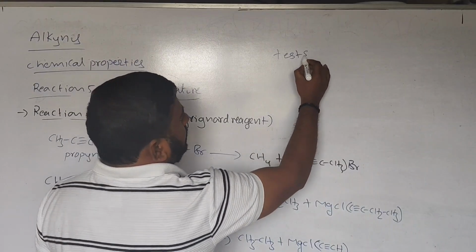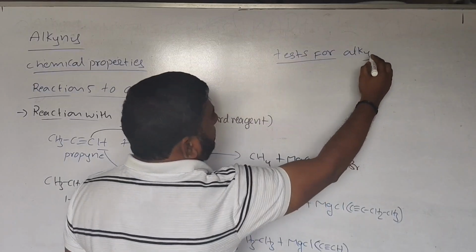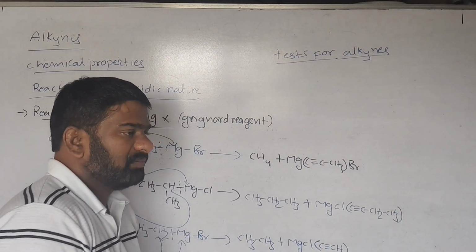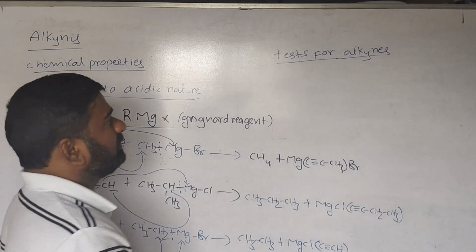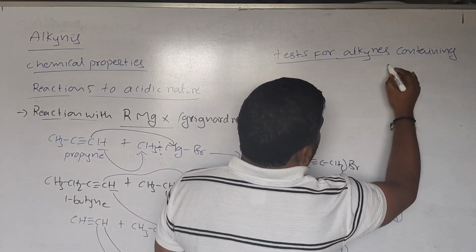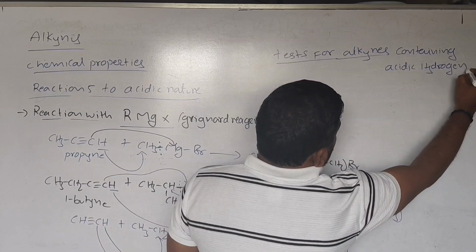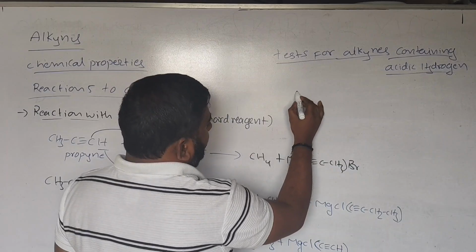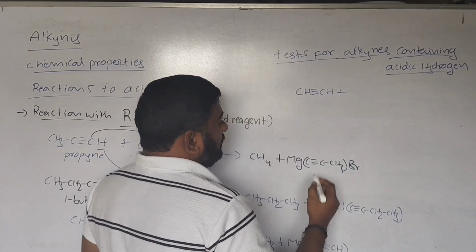Test for alkynes. Next, test for alkynes containing acidic hydrogen. First, suppose you take this alkyne, ethyne, and react it with Tollens reagent.